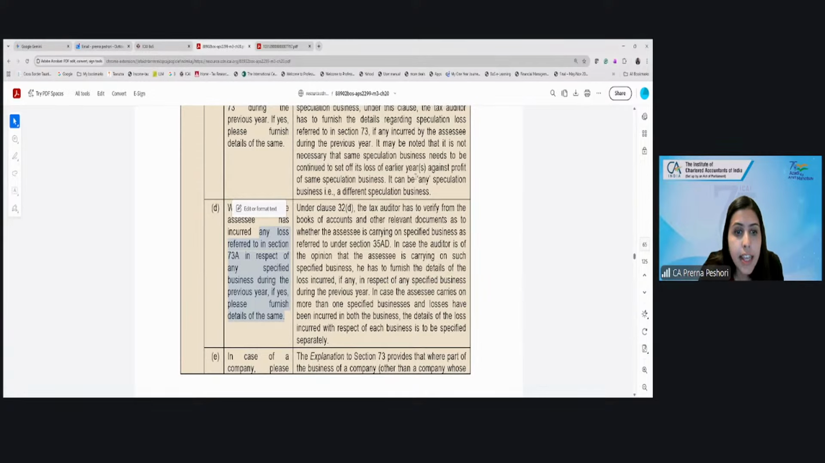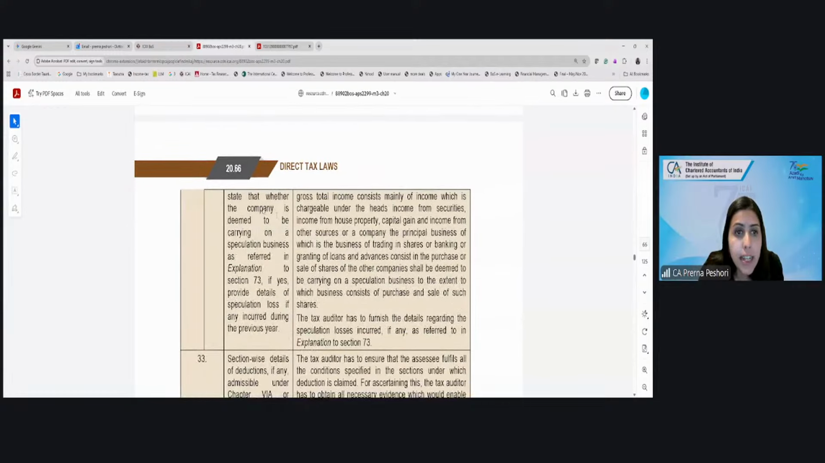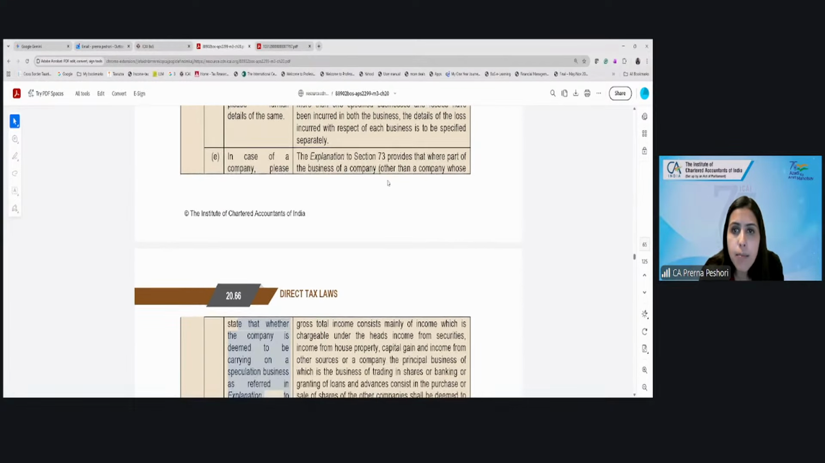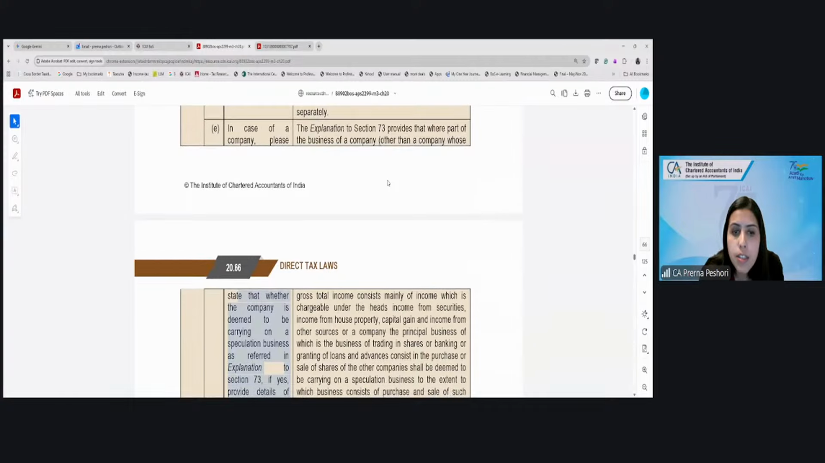Okay. Next is in case of a company, please state whether the company is deemed to be carrying on a speculation business as referred to in explanation to section 73. If yes, please provide the detail of the speculation loss, if any, incurred during the previous year. What does this mean? Which company is deemed to be carrying out the speculation business?